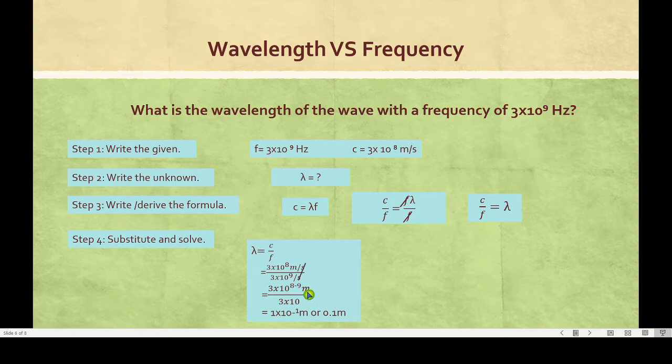Alright, so the remaining unit will be meters for the wavelength. So the answer is 1 times 10 raised to the negative 1 meter, or that is equal to 0.1 meter. This is now the final answer. So I hope you understand the steps on how to solve this problem. It is quite easy, right? Alright, so let's proceed to another problem.